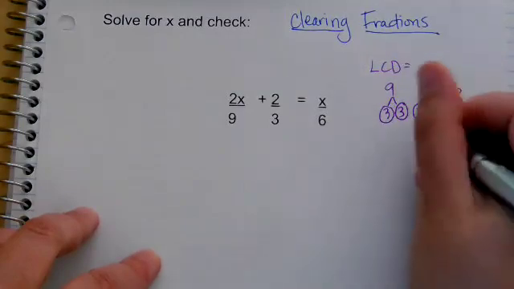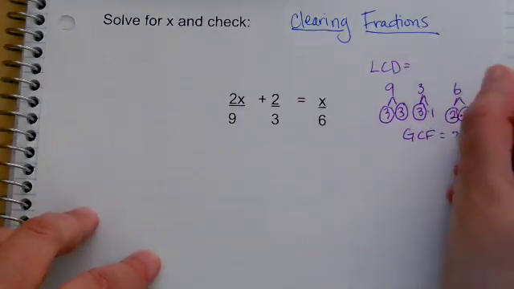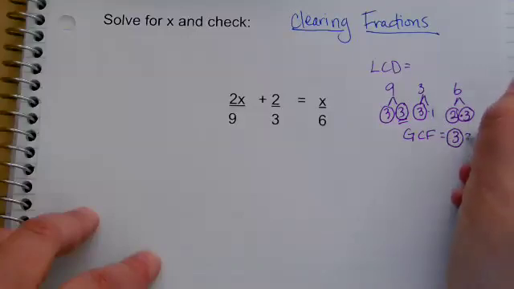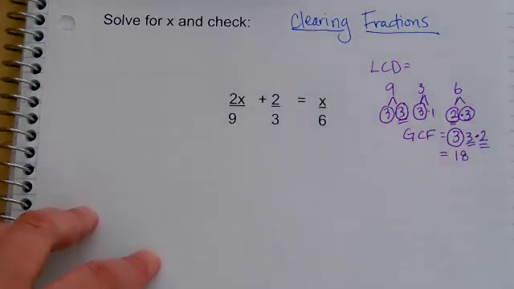The one that they all have in common, their GCF, their greatest common factor, is 3. So they have one 3 in common. The 9 has an extra 3, so I need that extra 3. And then the 6 has an extra 2, so I need that extra 2. When I multiply 3 times 3 times 2, I get, anyone? 18. 18, excellent. So 18 is the lowest common denominator, okay?